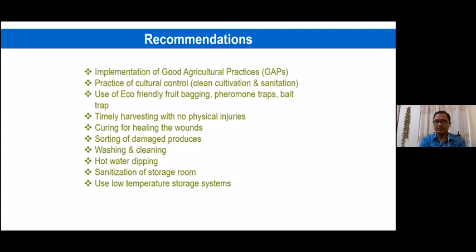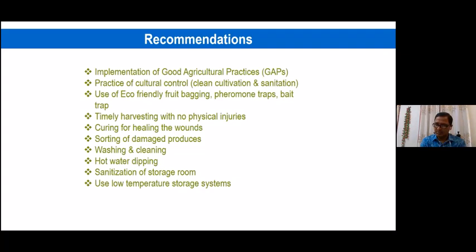And the use of eco-friendly fruit bagging, pheromone traps, and bait traps is also very useful, and that will save the fruits. Timely harvesting with no physical injuries is common for all produce, and especially important for tuberous crops. Curing for healing the wounds is important for tuber and root crops. Sorting and grading is important. Sorting can help sort out the damaged produce, and if we can separate them from the good ones, that is a good way to save the produce.